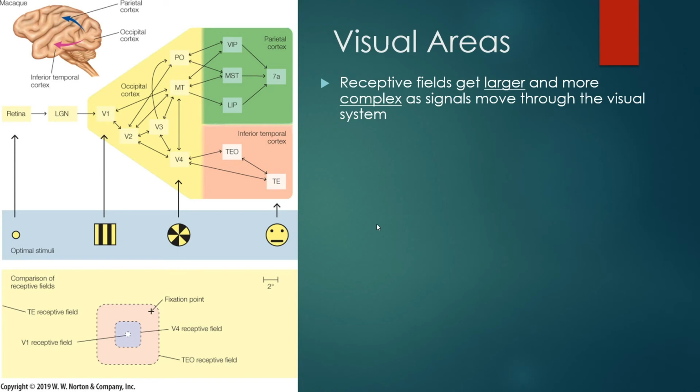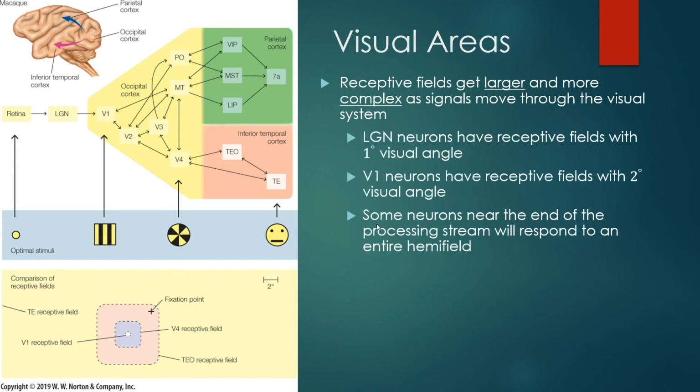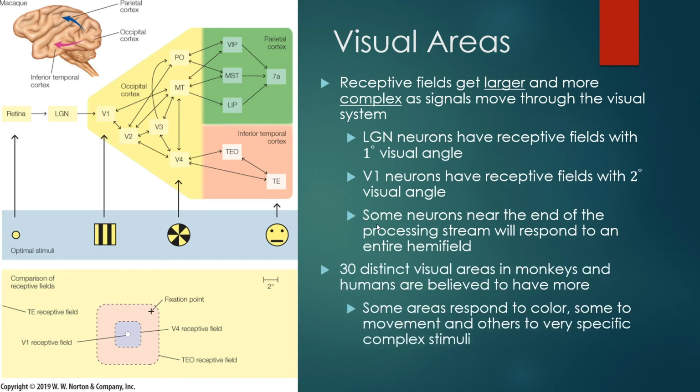So in LGN, we were showing really small spots of light, which were a 1 degree visual angle. So these are specific to a very, very small spot of space. V1 neurons are about twice as much space, so they take up about a 2 degree visual angle. Some neurons, as you get to these higher processing areas, will respond to an entire hemifield of the eye. So they become really complex. Some of them are tuned to motion, some of them are tuned to shape, color. You'll notice there are ones at the end that will light up specifically for a face or for a hand.